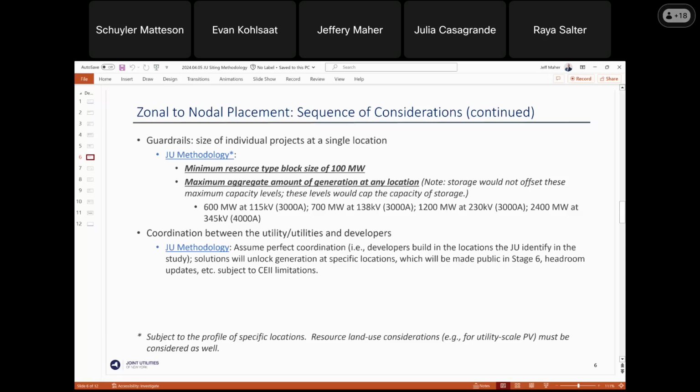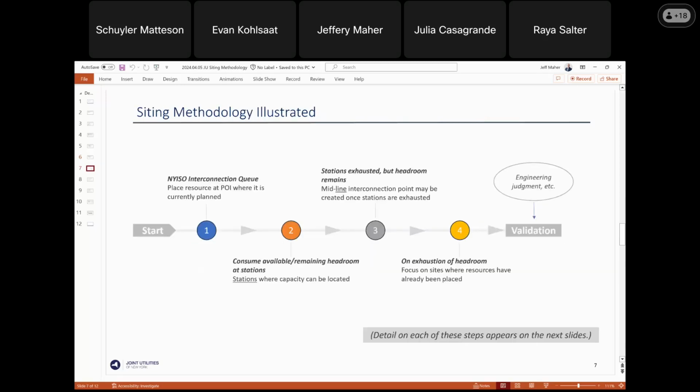And that bullet at the bottom is a caveat to the maximum and minimum size of individual projects. We have to factor in any detailed specifics at given locations, such as resource land use and things of that nature. All right, next slide, please. I'm going to hand it over to Jeff to talk about how we're taking those considerations and putting them into a step-by-step methodology.